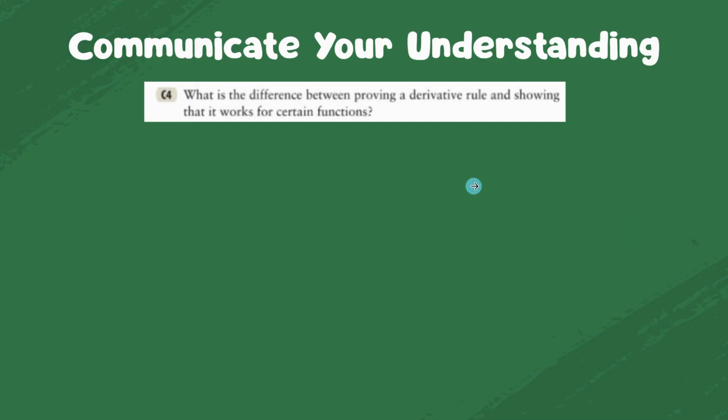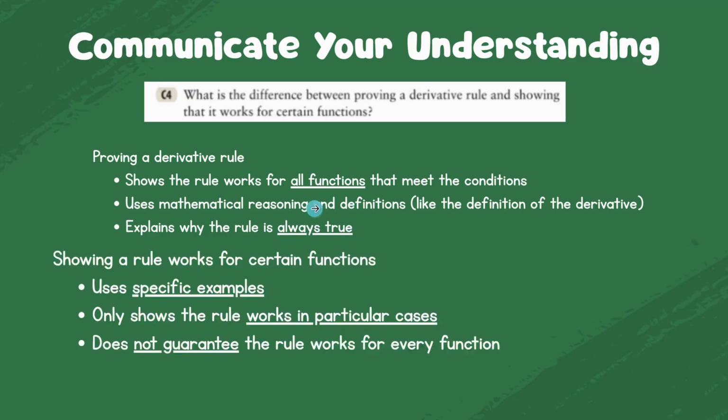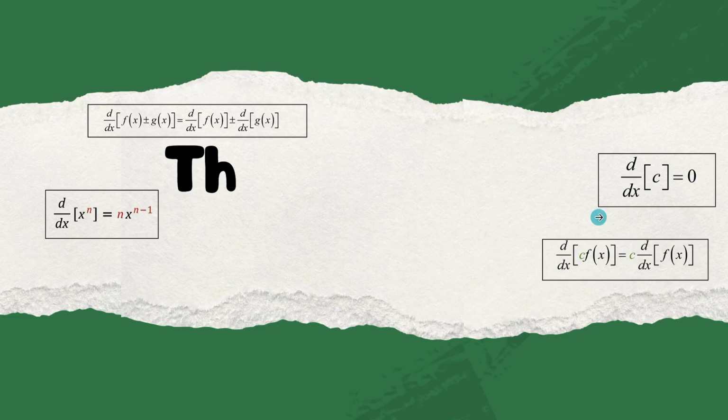What is the difference between proving a derivative rule and showing that it works for certain functions? Proving a derivative rule shows the rule works for all functions that meet the conditions, uses mathematical reasoning and definitions like the definition of a derivative, and explains why the rule is always true. Meanwhile, showing a rule works for certain functions uses specific examples, only shows the rule works in particular cases, and does not guarantee the rule works for every function.